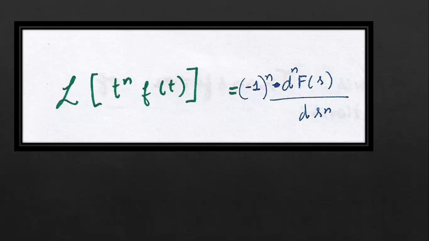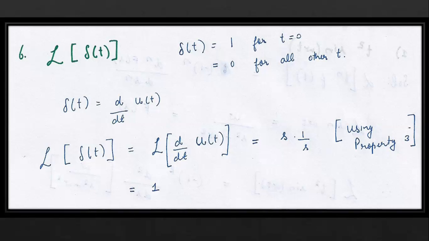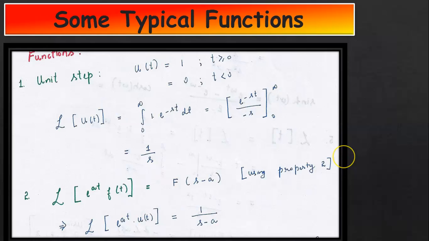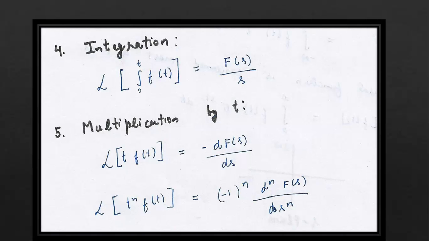Now the Laplace transform of delta t. So delta t, an impulse function, is equal to 1 for t is equal to 0 and it is equal to 0 for all other t. So delta t is equal to differentiation of u of t with respect to time. So its Laplace will be equal to differentiation of u of t. So that is equal to s into 1 by s by using the property 3. You can see the property 3 here. So the Laplace transform of delta t is 1.